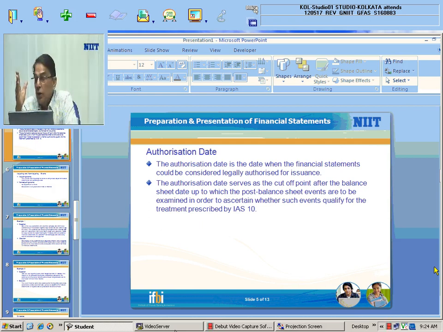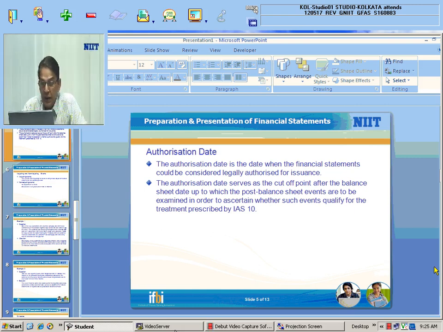So the cutoff point is the authorization date. If any event happens after the cutoff point which still may impact the financial position of the entity as on the reporting date, that wouldn't be considered. So you have to stop at some point. So the authorization date serves as the cutoff point after the balance sheet date, up to which the post-balance sheet events are to be examined in order to ascertain whether such events qualify for the treatment prescribed by IAS 10. So the determination of the authorization date is critical to the concept of events after the balance sheet date.